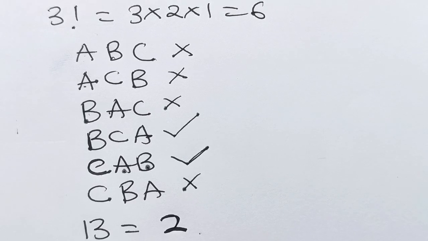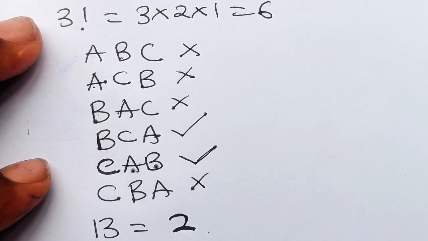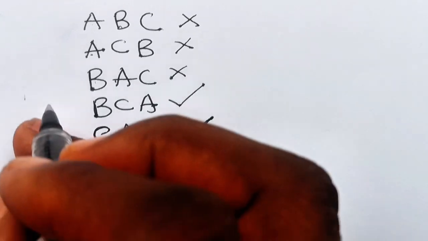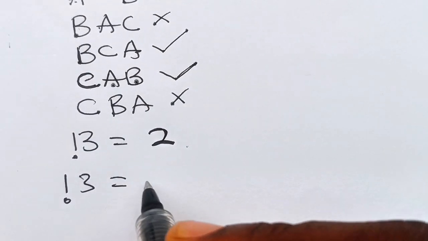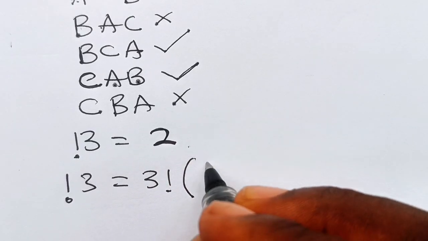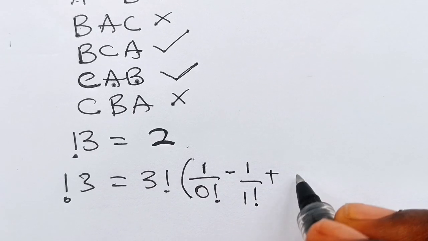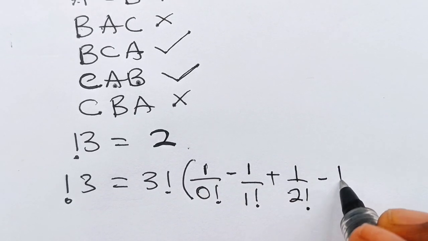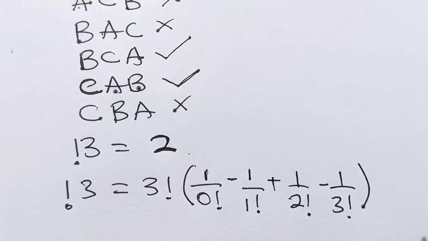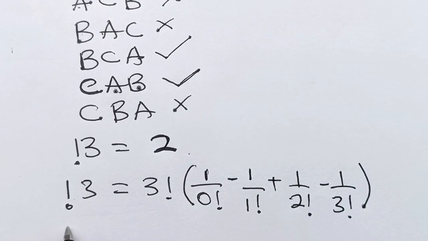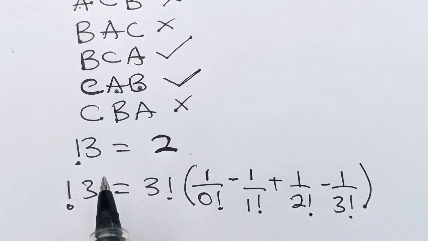So subfactorial simply means the ways to arrange items in such a way that none of them is in their original position. Now there is a formula for that. The formula for 3 subfactorial is equal to 3 factorial multiplied by 1 over 0 factorial minus 1 over 1 factorial plus 1 over 2 factorial minus 1 over 3 factorial. We are going to stop at 3 factorial because we are talking about 3 subfactorial. So let's use this formula to see if we are going to get 2 as well.